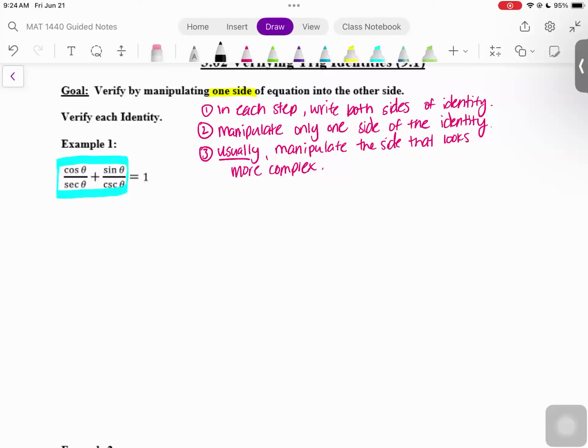Cosine theta over secant theta. I'm going to start writing this all in terms of sine and cosine. So cosine theta in the numerator is going to stay the same, but secant theta in the denominator, I'm going to rewrite as 1 over cosine theta. Plus sine theta in the numerator, and I'm going to do the same thing with cosecant theta, rewrite this as 1 over sine theta equals 1. Again, here I am maintaining both sides of that identity in each of my steps.